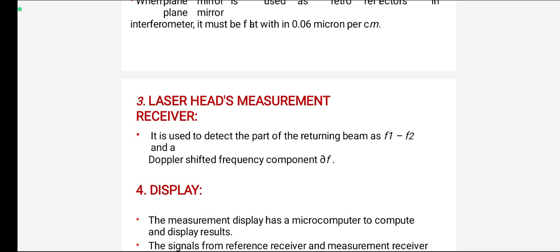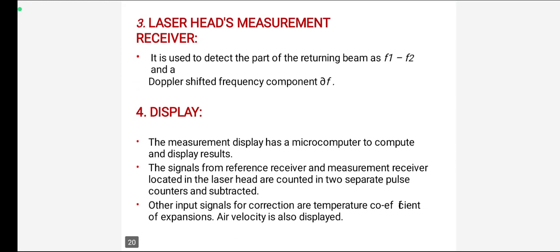And laser head measurement receiver is used to detect the part of the returning beam as f1, f2 and the Doppler shifted frequency. The measurement display has a microcomputer to compute and display the results. The signals from the reference receiver and measurement receiver located in the laser head are counted in two separate pulse counters and subtracted.